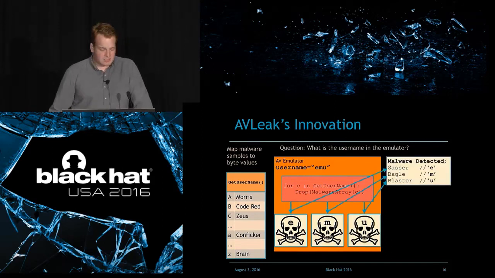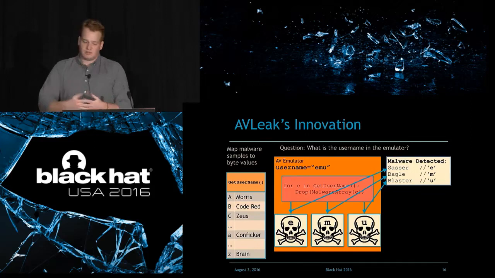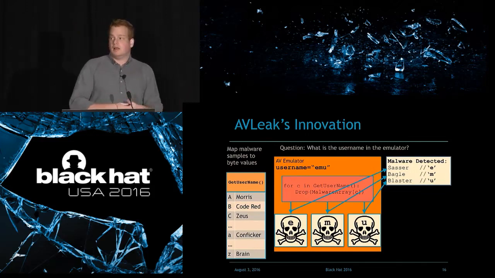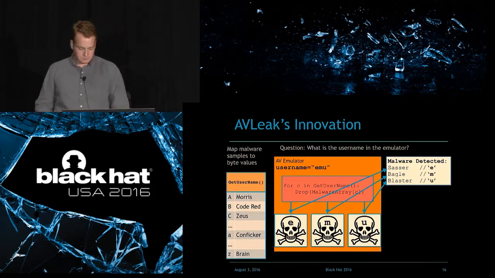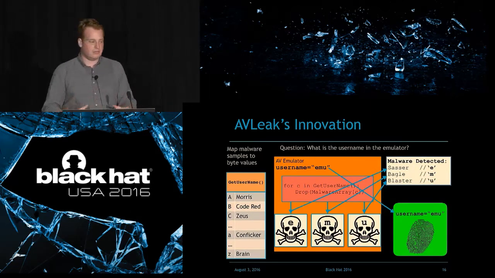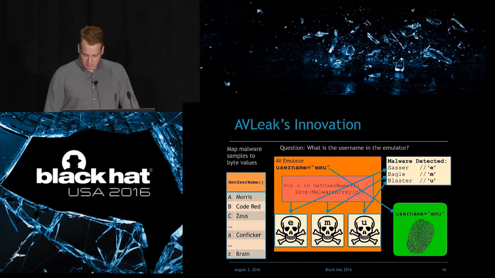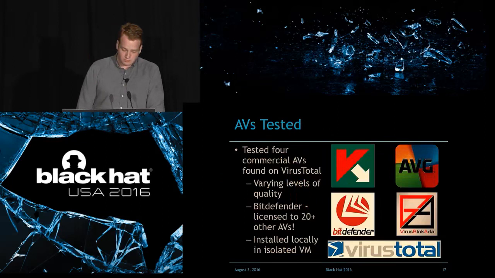And now the AV comes back and it says, well, we found Sasser, Bagel, and Plaster, and we can correlate that across our table and see that inside our code saw EMU. And now we have a fingerprint inside this particular AV. The username is emu. We've done this very quickly, and we've avoided actually getting into the weeds and doing the reverse engineering, which is just too hard, as I talked about.